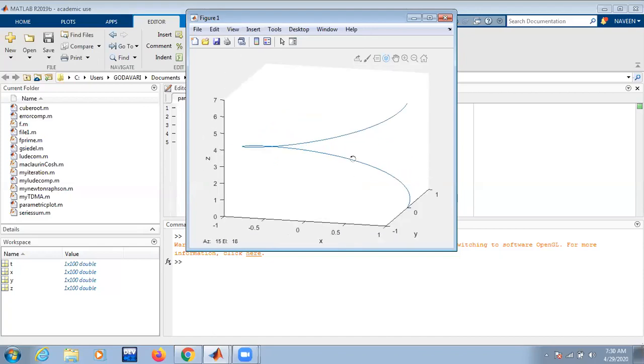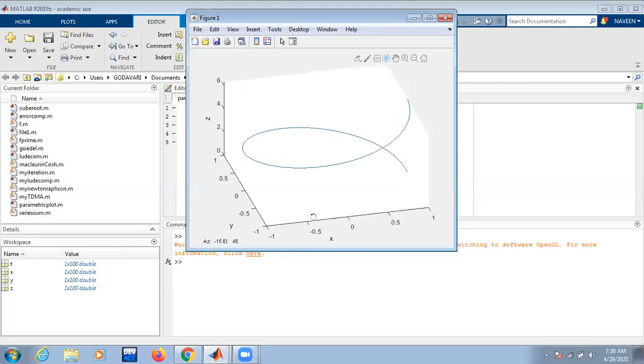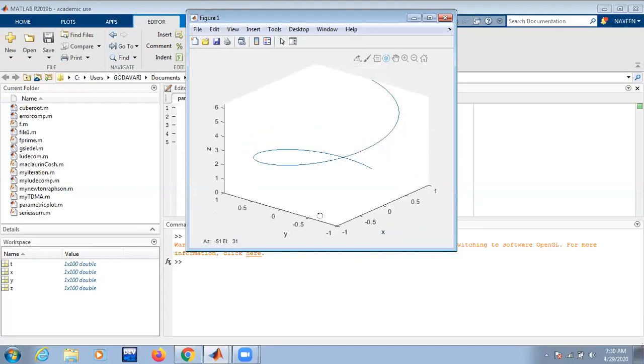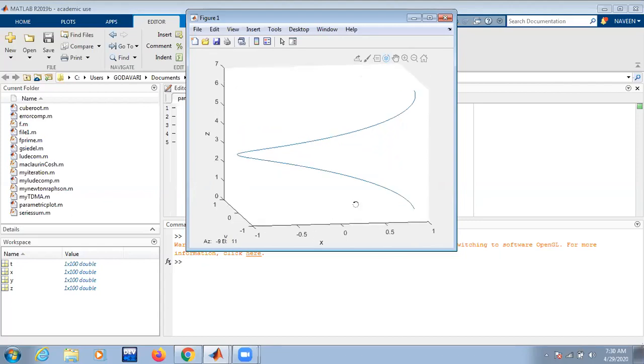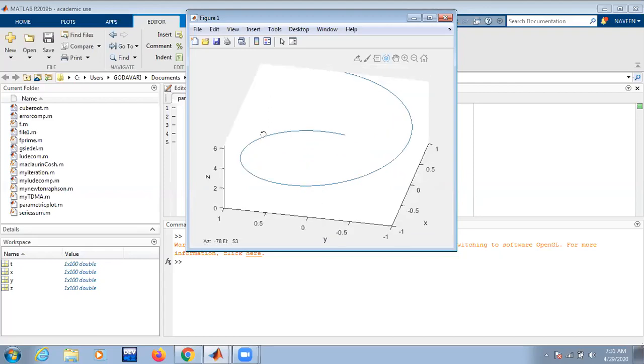So see, the initial point and end point are lying on the xz plane. Can you see that the initial and end points are lying on the xz plane, but it is a space curve. So you are integrating from here to here, along this direction, along this path. Can you see this? So like that.